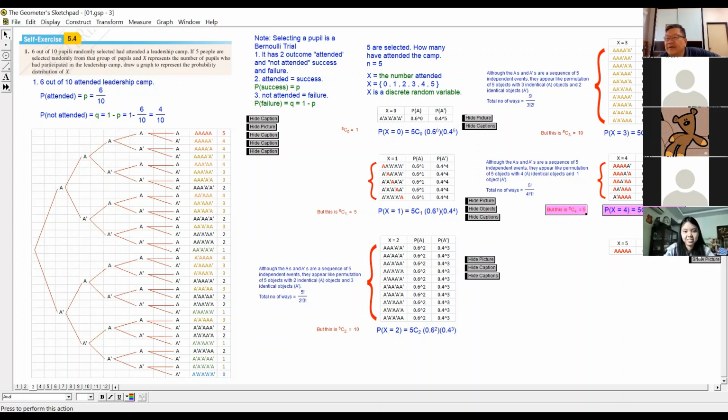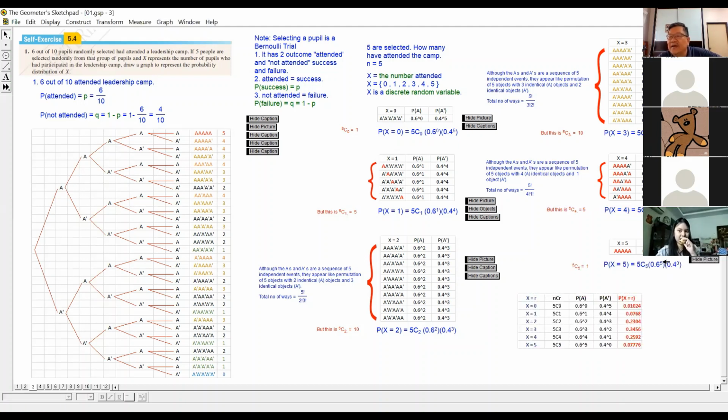So last one, anyone want to tell me the answer? Li Ying, can you tell me the answer? 5 choose 5, correct, 0.6 to the power of 5, correct, 0.4 to the power of 0. Very good, okay. So that is how we find the number.